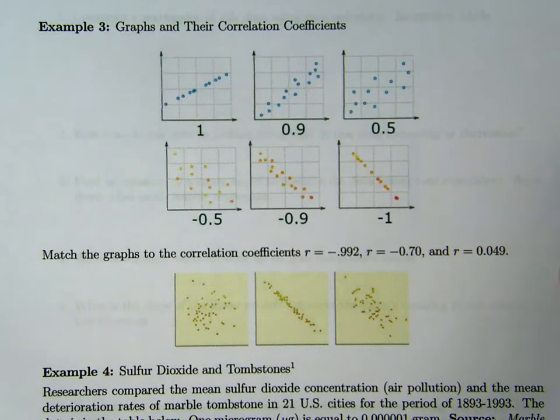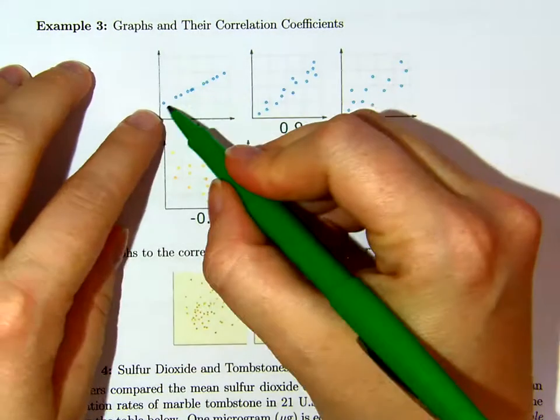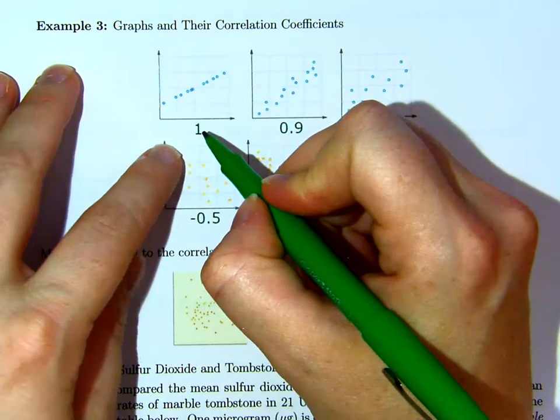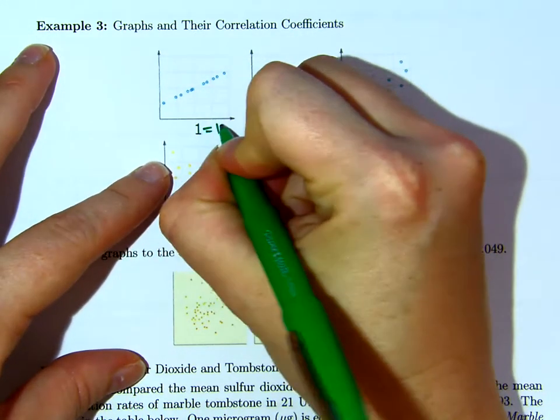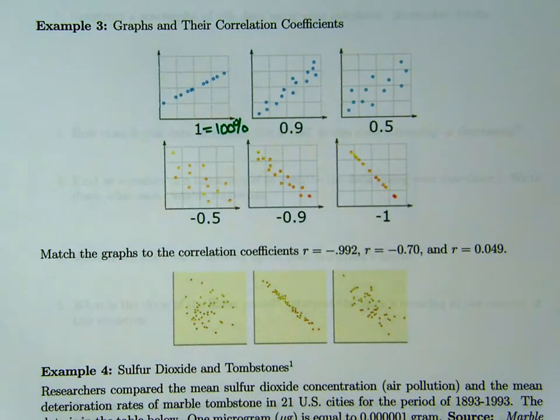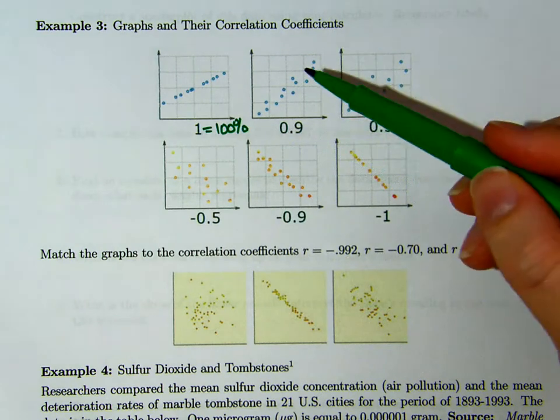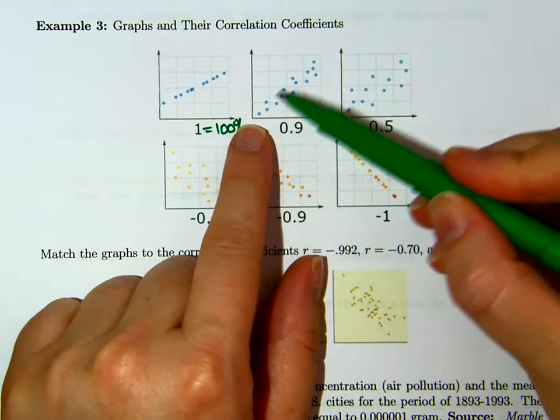Okay, let's take a peek at some graphs and their correlation coefficients. If we look at this first picture, this data is perfectly lining up. That has a correlation coefficient or R value of 1. So it's 100% linear.